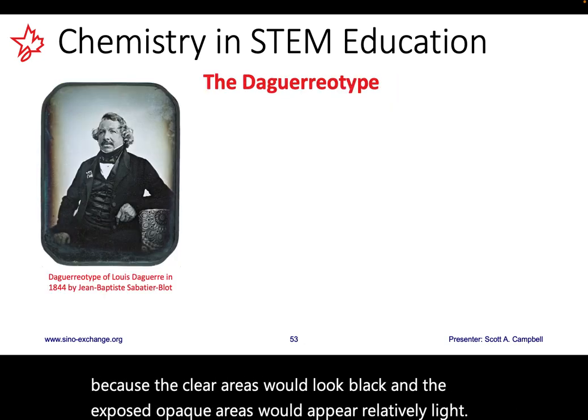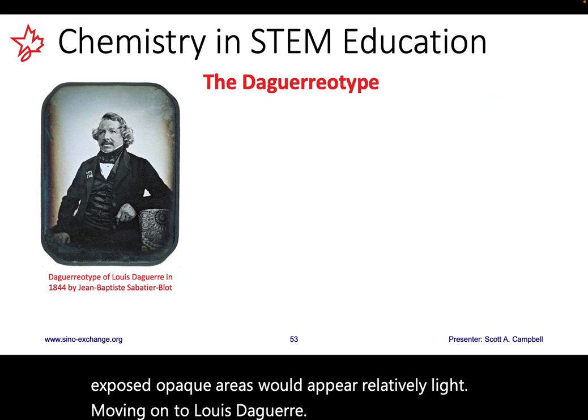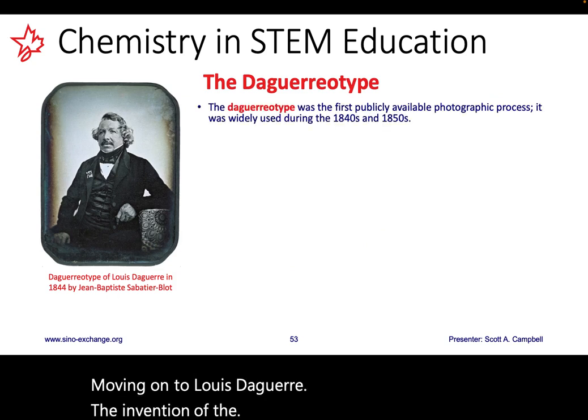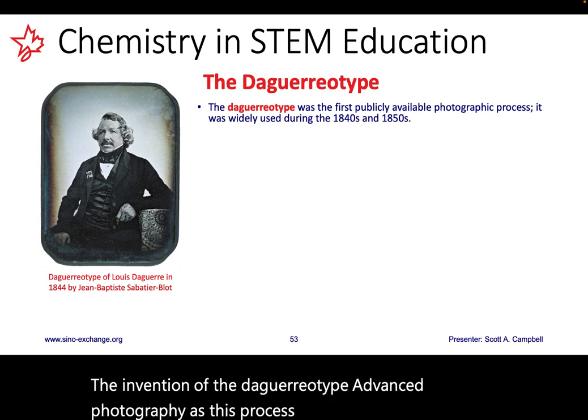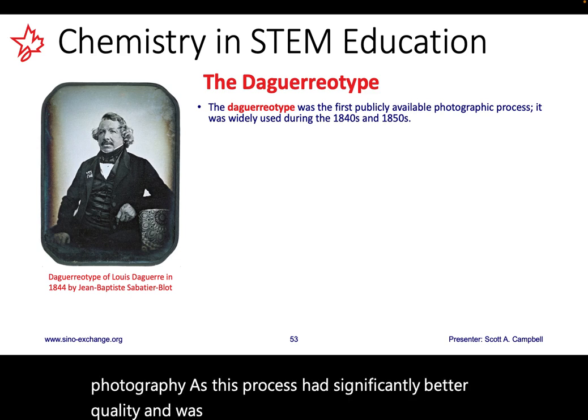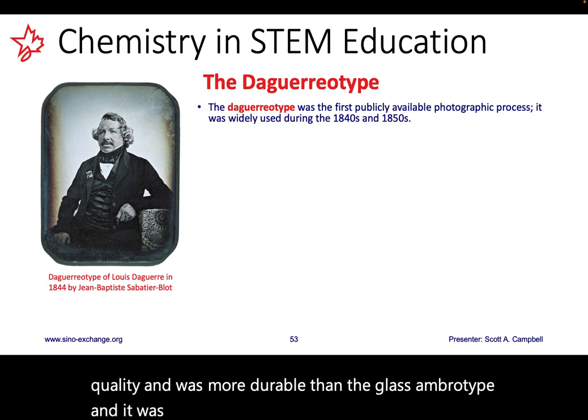Moving on to Louis Daguerre. The invention of the daguerreotype advanced photography, as this process had significantly better quality and was more durable than the glass ambrotype, and it was also easier to work with.